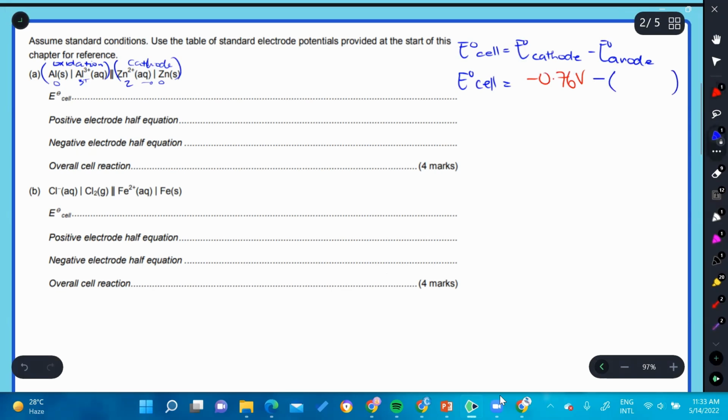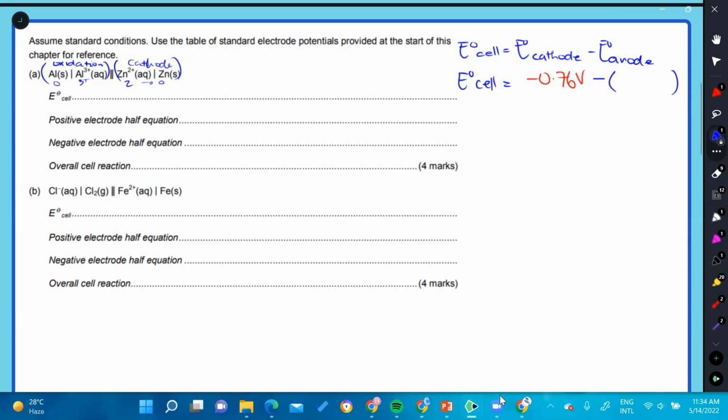Then the anode value, you're going to look for that. The anode is aluminum. So we're looking for aluminum 3+ going to aluminum solid. All of these are written in terms of reduction. That's why the minus sign is here, because eventually you're going to have to flip the sign of the anode. So if it were positive, then you would have it being negative. That's if you're doing the algebraic sum method.